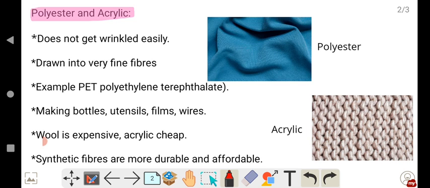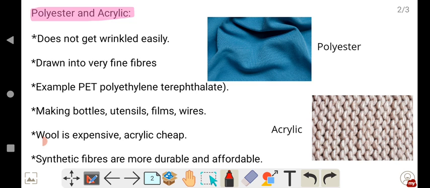Whenever your mother goes to purchase water bottles or the like, they will select PET bottles. PET here means polyethylene terephthalate. This is used for making bottles, utensils, films and wires, and also other useful products.